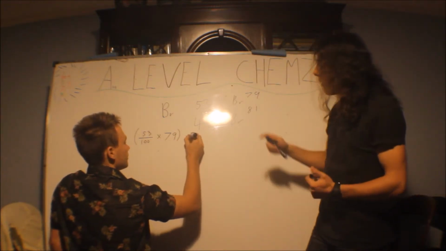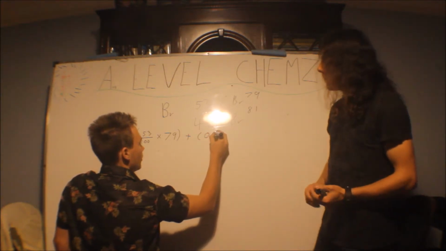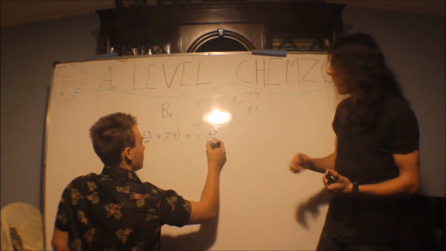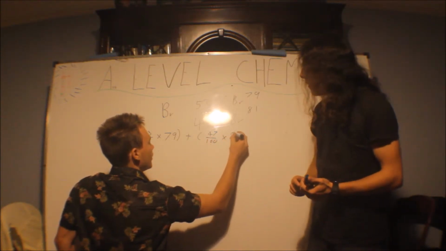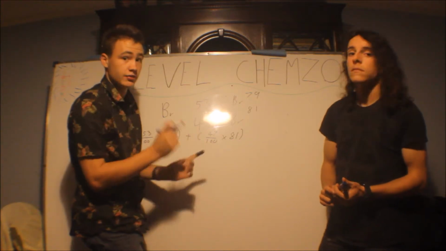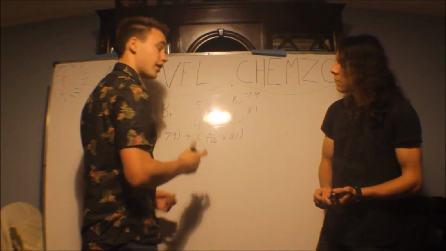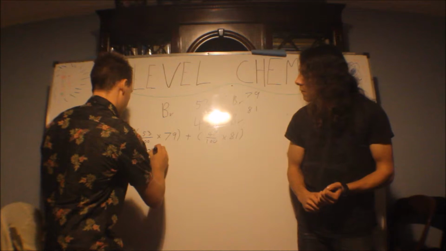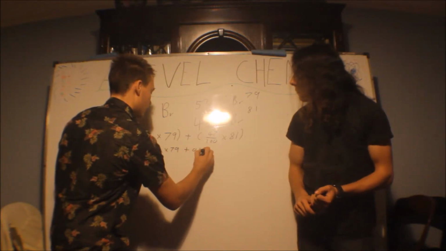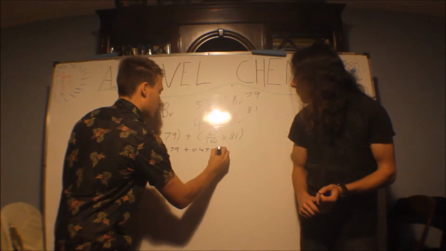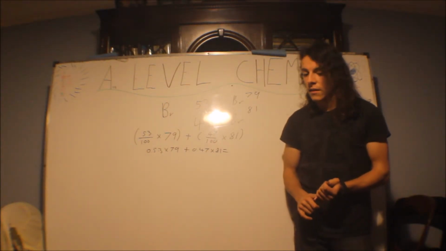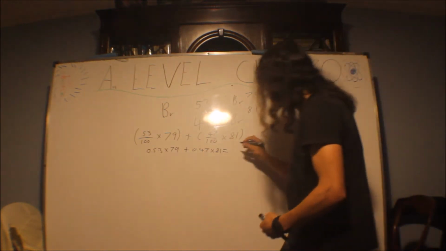Then you'd add on the other half. So I'll write it out fully like I did the other one. 47 over 100 times 81. And when you add these together, it's going to give you the average relative to how much there is of each. And I don't have a calculator, but that's going to be 0.53 times 79 plus 0.47 times 81, which I can tell you, Magical Book of Wonder, is 79.94.